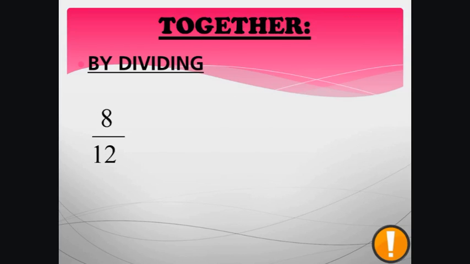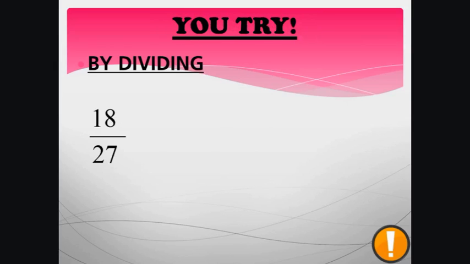We have, let's do this one, 18 over 27. We're going to divide both the numerator and the denominator by, we'll say 3. Both of them divided by 3. When we divide 18 by 3, that equals 6, and 27 divided by 3 equals 9.